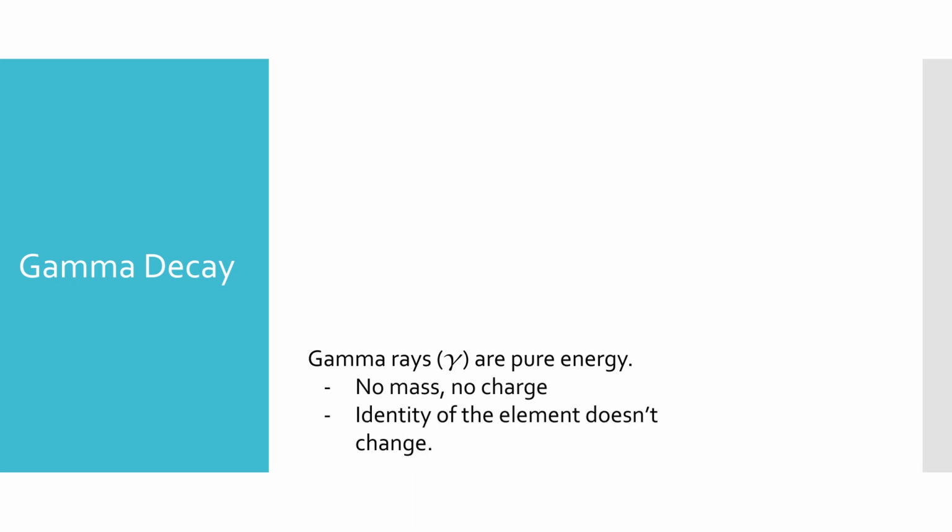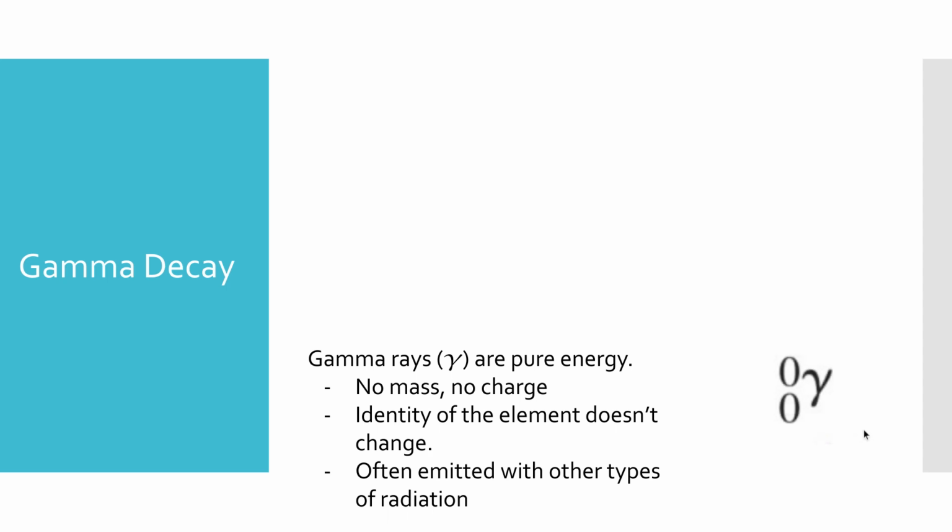Finally, gamma decay. Gamma rays are just energy, right? And they have no mass, they have no charge. And when a particle emits a gamma ray, its identity doesn't change. Gamma rays are often emitted with other types of radiation. And we write a gamma ray like this. It has 0 on top because it has a mass number of 0 because it's got no protons or neutrons. And it's got 0 on the bottom because it has no protons.